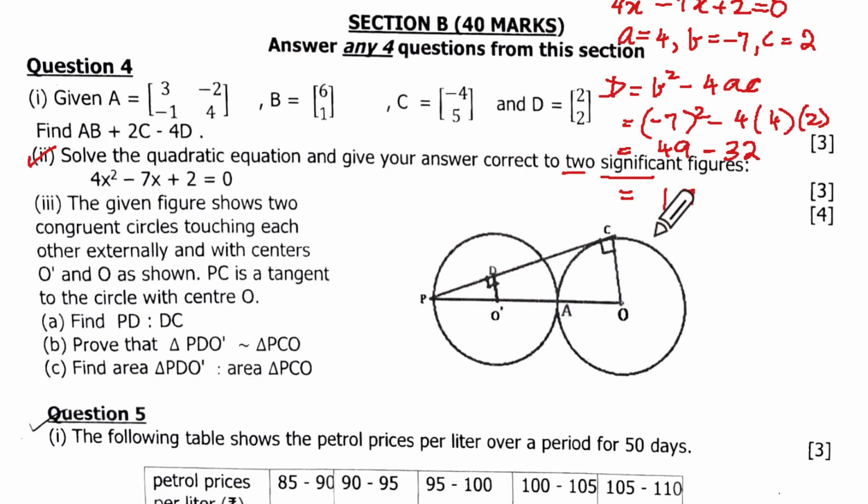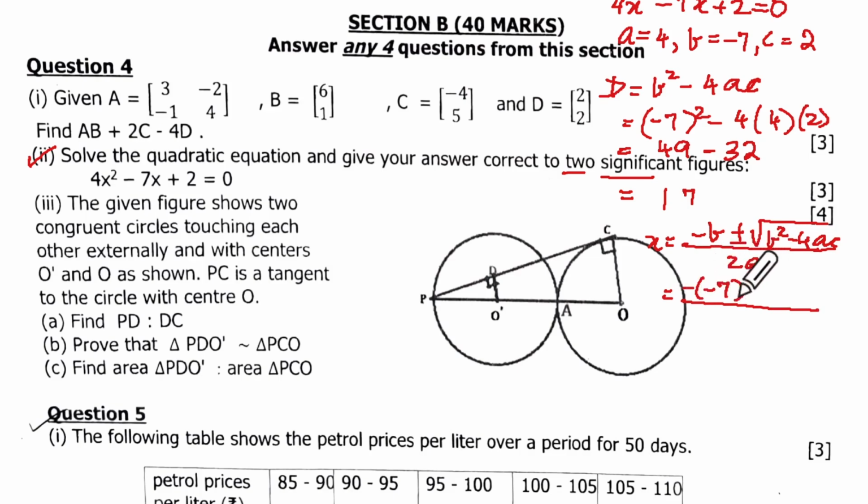So you will first write the value of x. What is x? What is the formula? Minus b plus or minus root of b square minus 4ac upon 2a. First write the formula, don't directly substitute, okay? So minus into bracket minus 7 plus or minus under root 17, upon 2 into 4. So that will give us 7 plus or minus root of 17 upon 8. So what is the root of 17?